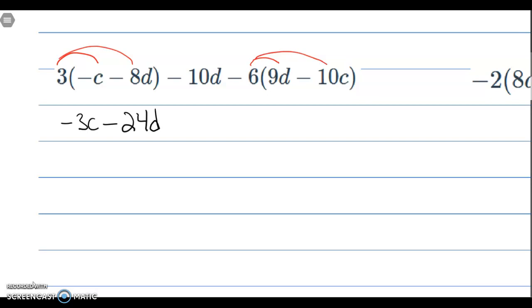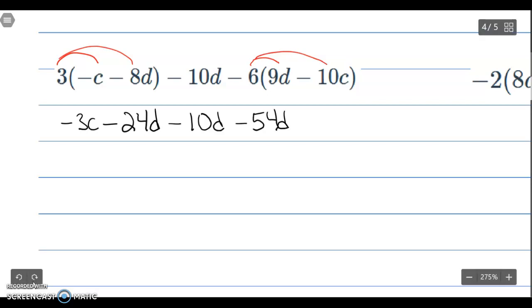I'm going to go ahead and bring down this minus 10d, and then distribute this negative 6. Negative times a positive is a negative, and 9 times 6 is 54d. Then negative times a negative is a positive, and 6 times 10 will be 60c.